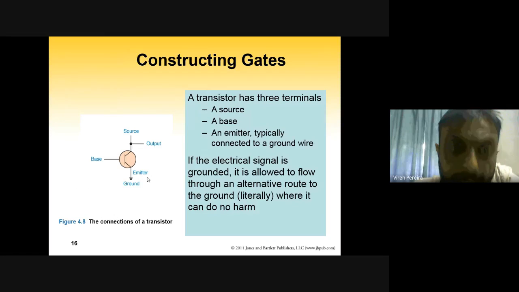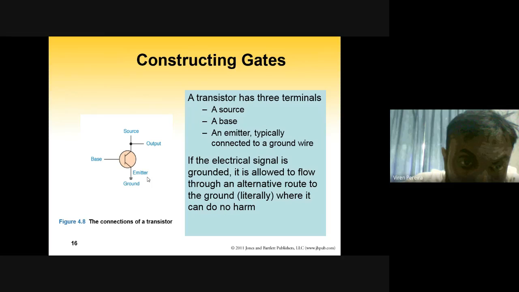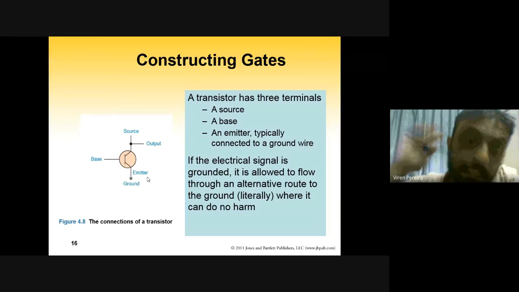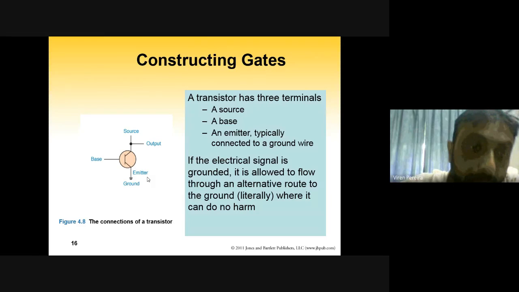Now, constructing gates. If you can see, this is one transistor. You have the emitter grounded, you have your base in the center, and your source is on top. If you give a high, a 1, at the base, the source and the emitter will be shorted. And if you don't give a signal, the source and the emitter will be open circuited. That is the normal transistor operation.